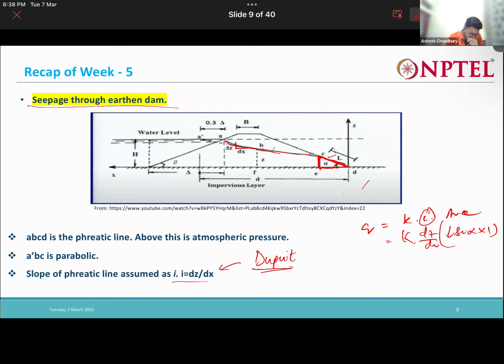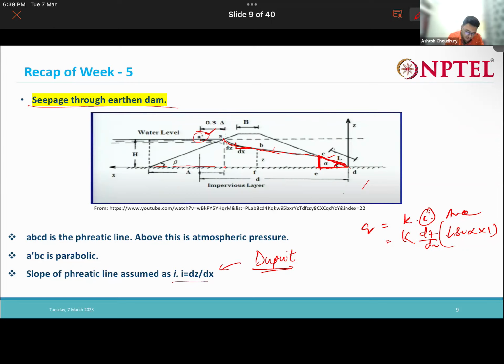Then we need to determine this delta, which will also be known to us because you will know the water level at the dam. If this delta is known, we can get 0.3 delta and find this A dash. So we have located A dash successfully, and now you know A dash.